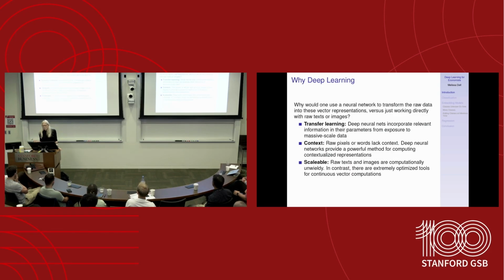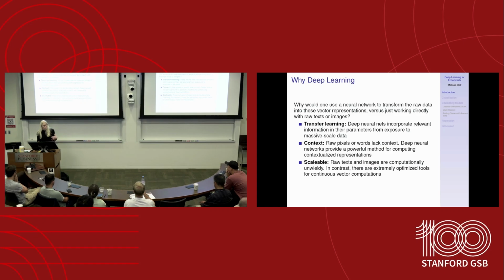And so you might be wondering at this point, why are we going down this route at all? Why use a neural network to transform the raw data versus just trying to work with it directly, or using existing methods like, say, a keyword search in the text? There are essentially three reasons why neural networks are so powerful and so transformative when it comes to working with unstructured data. The first reason is transfer learning.